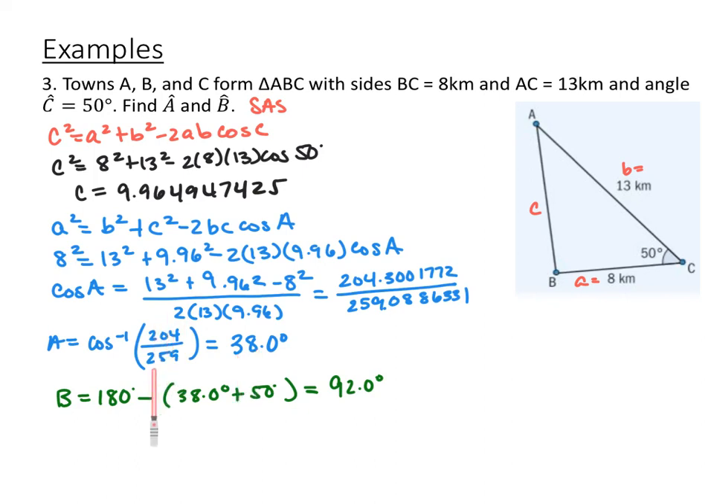Even though I wrote 204, 259, and 9.96, I didn't actually use the rounded answers. I used the answer button or the unrounded answers from my graphing calculator. So just be careful on that. Try not to prematurely round. Don't round until your very last step.